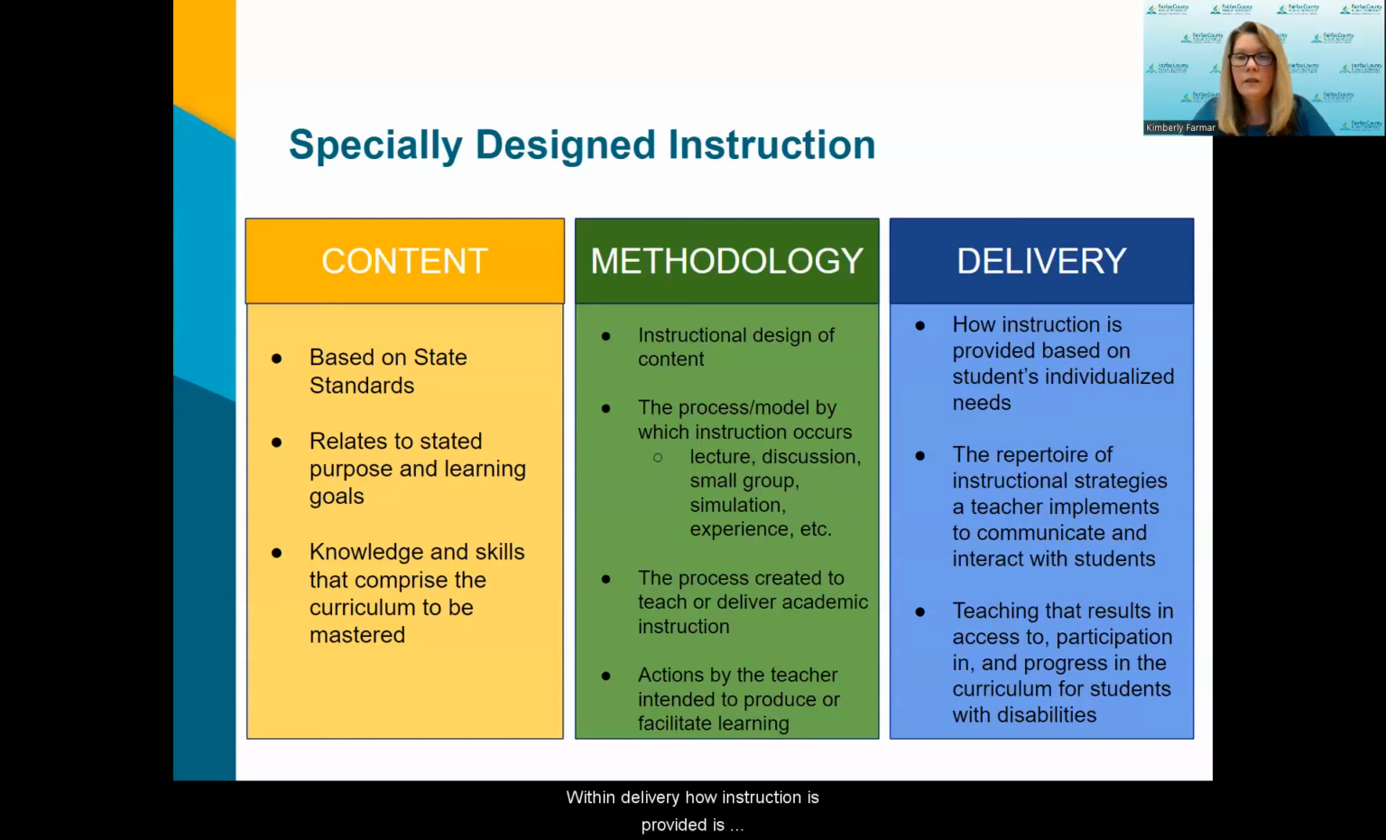Within delivery, how instruction is provided is based on students' individualized needs, through a repertoire of instructional strategies a teacher implements to communicate and interact with students, as well as teaching that results in access to, participation in, and progress in the general education curriculum.